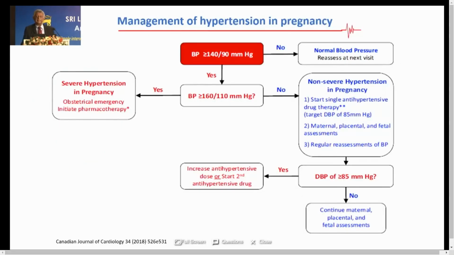So the management of hypertension in pregnancy involves, first, you have to diagnose. If it is less than 140/90, normal blood pressure, reassure and review in the next visit. If not, you have to check how bad it is. If it is 160/110 or more, severe hypertension in pregnancy, it's an obstetric emergency. So you have to initiate pharmacotherapy, and it's also a reason for admission of mothers to the hospital. If it is not, you can start a single antihypertensive agent to reduce the blood pressure to below 140/90. If the diastolic pressure is more than 85, increase the antihypertensive medications to reduce to that level. If it is less than 85, you can continue the same treatment.